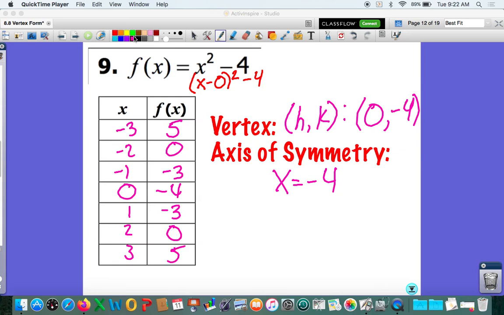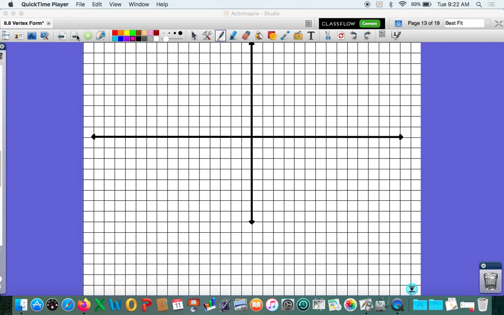From here, I am now ready to graph. Right? So I have negative 3, 5. Negative 2, 0. Negative 1, 2, 3. Make sure that you plot all of those points. And your graph will look something like this.